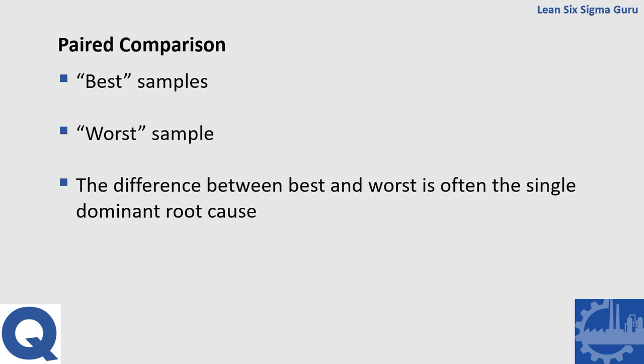When we do paired comparison, we're going to take best samples and worst samples. The best ones we can find and the worst ones we can find. The difference between the best and the worst is often the single dominant root cause.